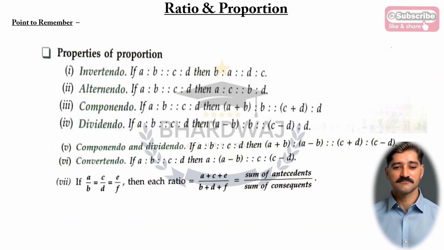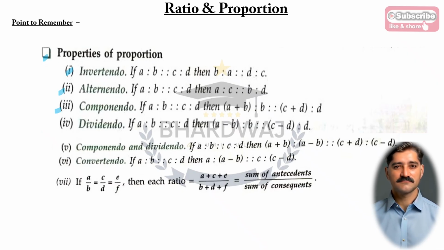Properties of proportion. 1. Invertendo. If A is to B proportional to C is to D, then B is to A proportional to D is to C. 2. Alternando. If A is to B proportional to C is to D, then A is to C proportional to B is to D. 3. Componendo. If A is to B proportional to C is to D, then A plus B is to B proportional to C plus D is to D.